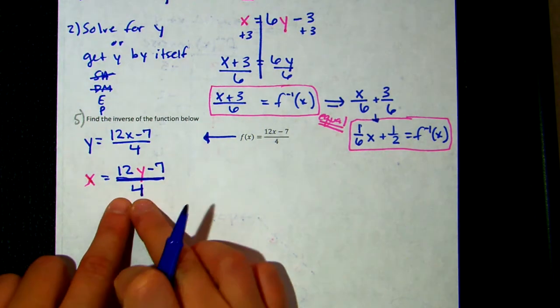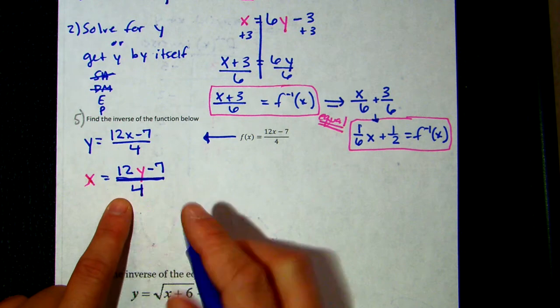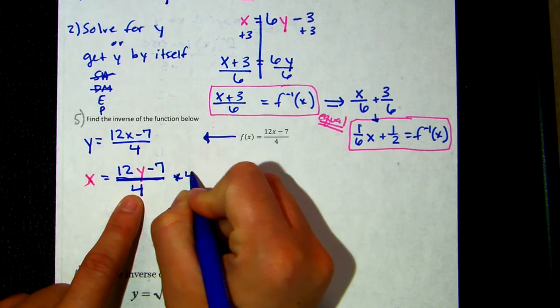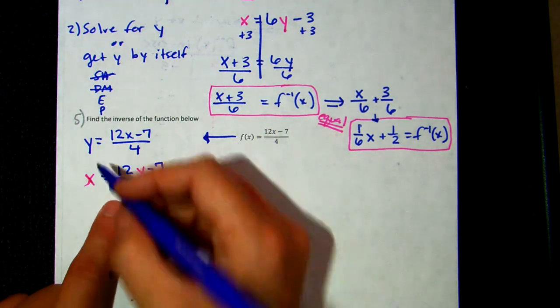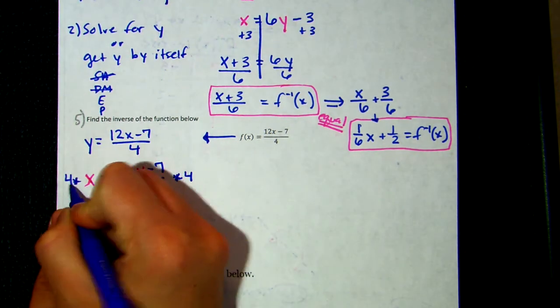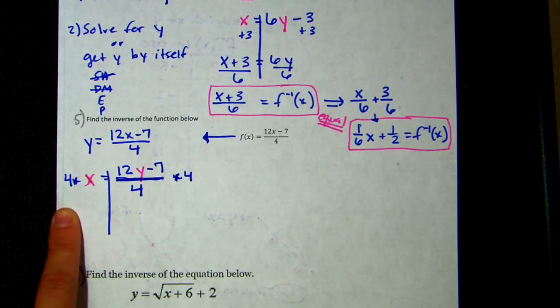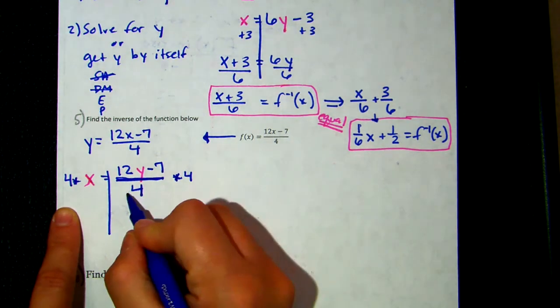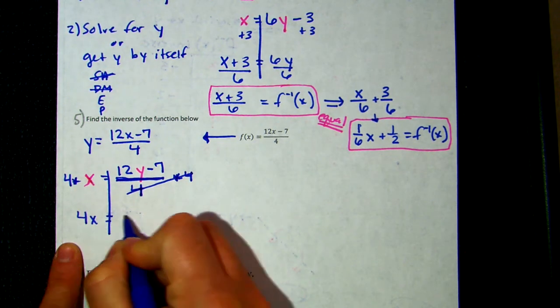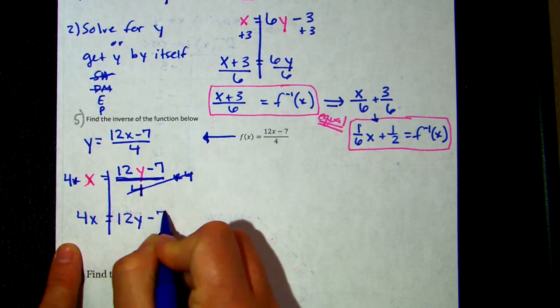So the first thing that we have to do is cancel out this divided by 4. To cancel out a divided by 4, I'm going to multiply by 4. If I multiply by 4 on this side of the equation, I also have to multiply by 4 on the other side of the equation. So then these 4's cancel out. This becomes 4x is equal to 12y minus 7.